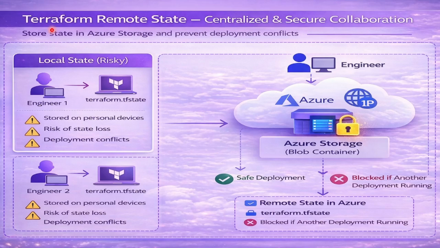To avoid these situations, we move Terraform's memory, the state file, to Azure Storage. Now everyone uses the same centralized state. Suddenly, we no longer lose the memory of our infrastructure. And when one engineer is making changes, Terraform automatically locks the state file, so others must wait until the deployment is finished. This makes teamwork safer, smoother, and much more reliable in real production environments.